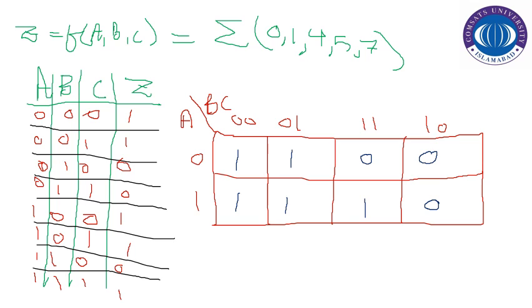Okay, so this is the way that we'll place our Boolean function into the map, and we'll represent our cells with their respective values. Okay, so let us go to the map of the four literals.